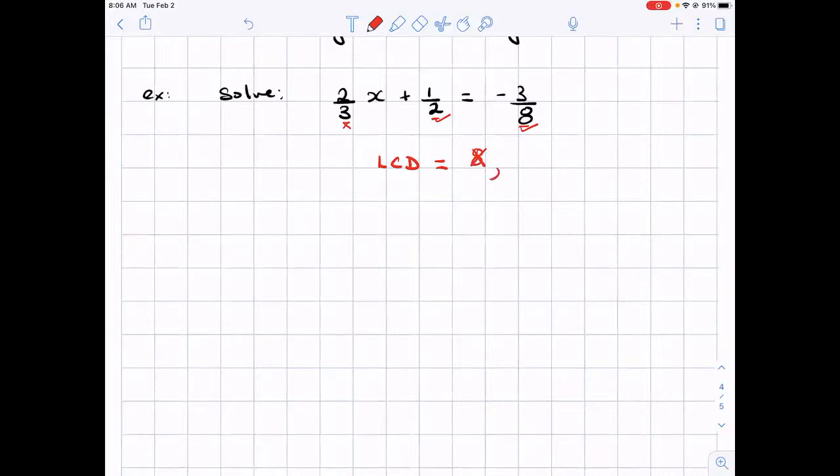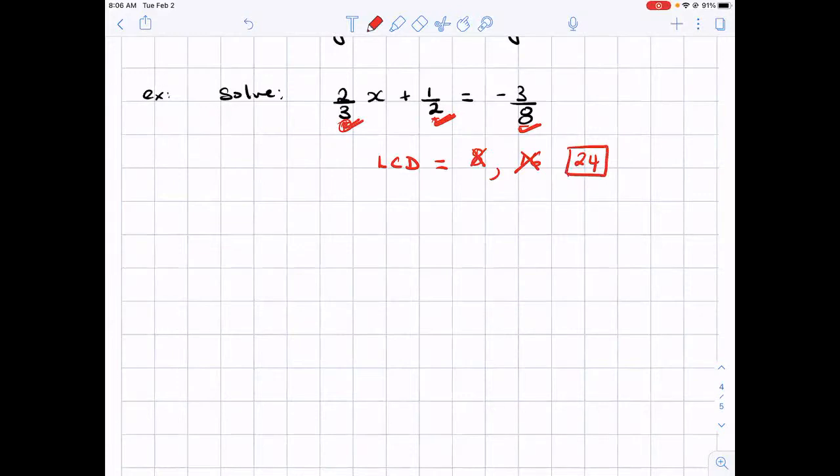Then we double 8, we try 16. 16 is divisible by 8. 16 is divisible by 2, but 16 is not divisible by 3, so 16 is not the number. Then we take 8 and we triple it. So 3 8s, 24. 24 is divisible by 8, 24 is divisible by 2, and 24 is divisible by 3. So the lowest common denominator is 24.